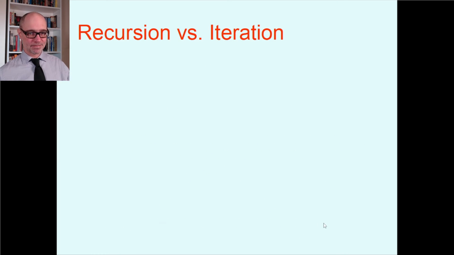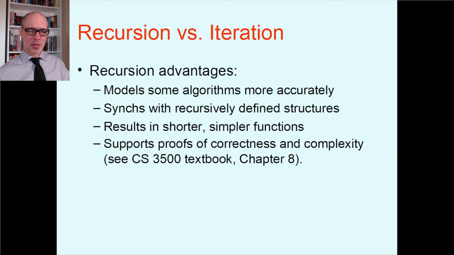Super clever. Okay, so let's summarize recursion versus iteration, your 2 primary ways of getting repetitions done in a programming language. So recursion has a lot of advantages here. It models some algorithms more accurately. Frequently, what we wrote down in the English or the math is almost exactly what we wound up writing in the function in code.